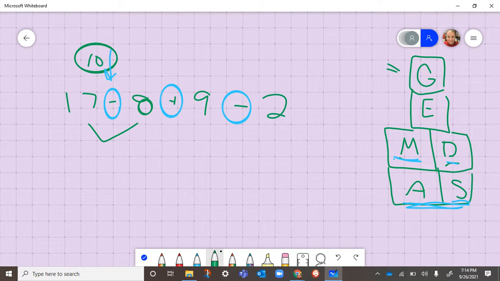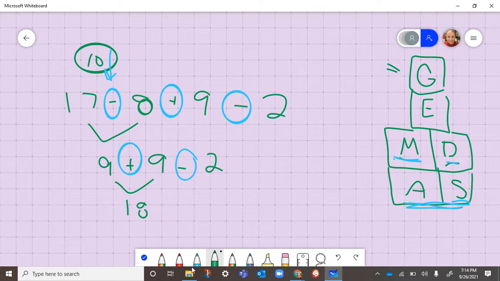So 17 minus 8 is 9. I'm going to carry everything down. Again, I'm going to look. I've got addition and subtraction. So I'm going to do the addition first since it's on the left. That's 18 minus 2, which is 16.